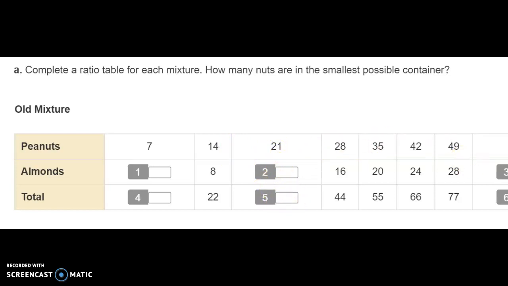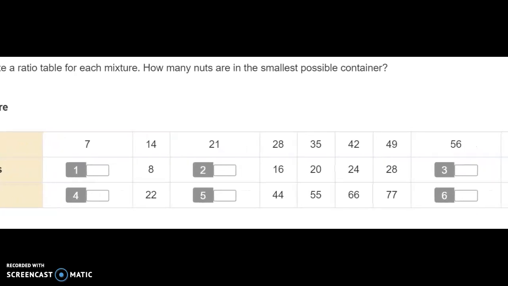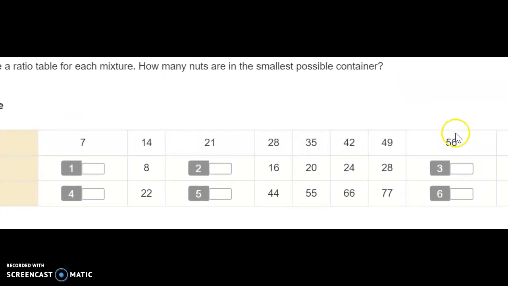And here we go. Now we've got to go all the way over here. And how did they get from 7 to 56? Well, they multiplied it by 8. So you have to take your original almond, which was 4, and multiply it by 8. That's going to give you 32. And then you add the 56 and the 32 together, and that will give you your total.